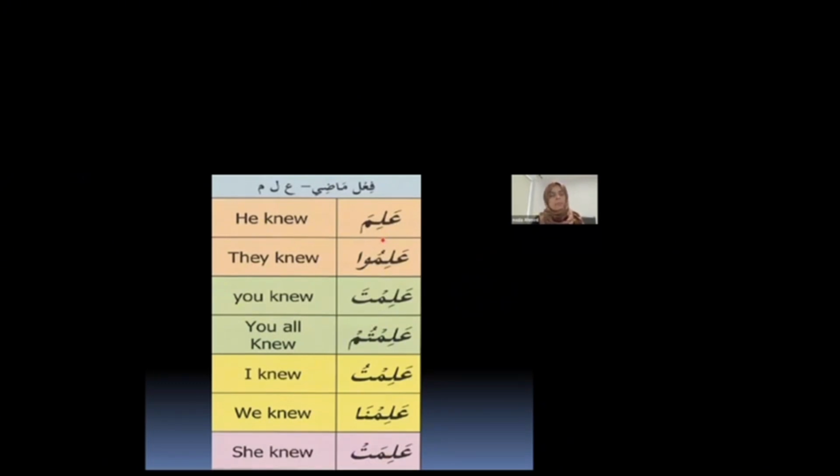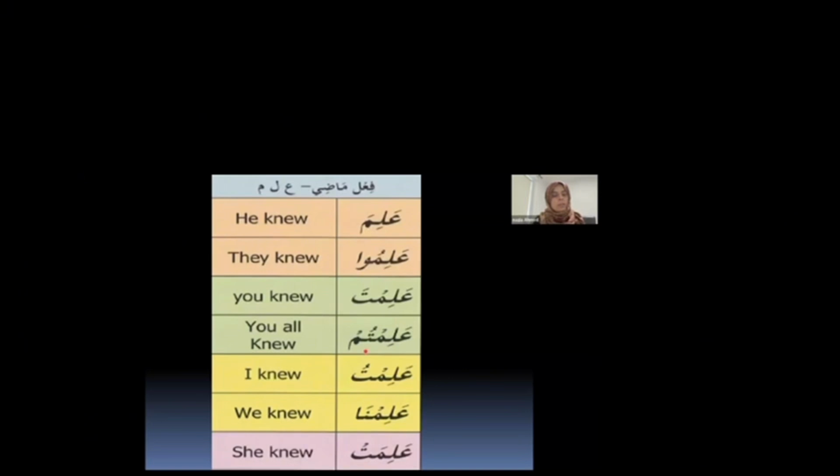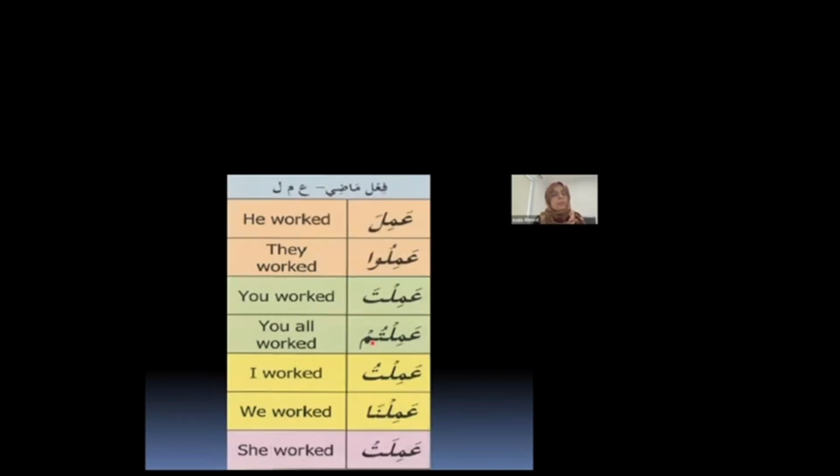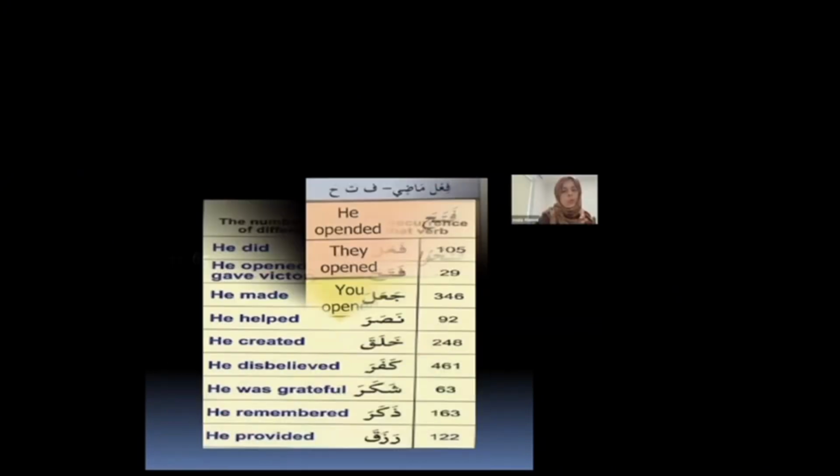Alima, he knew. Alima and then amila, two different words. This order is different, isn't it? Alima and amila. Then we have rahima. It's the second mold. Homework is to draw two palm diagrams.